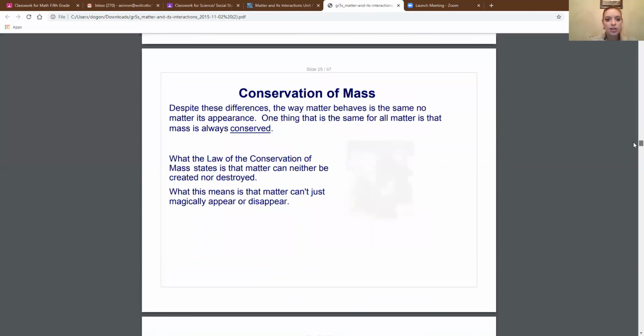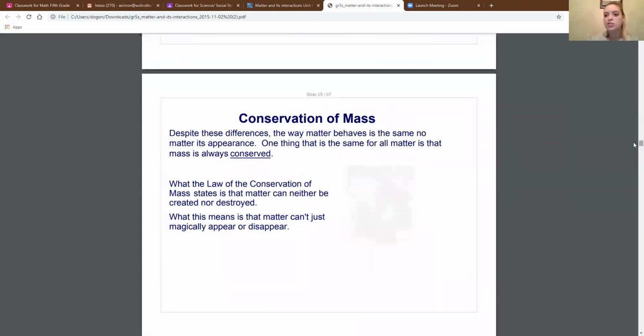All right, now conservation of mass. Despite these differences, so despite that matter can be solid, liquid, and gas, the way matter behaves is the same no matter its appearance. One thing that is the same for all matter is that mass is always conserved. This is very important. I need you to write this down in your notes. One thing that is the same for all matter is that mass is always conserved.